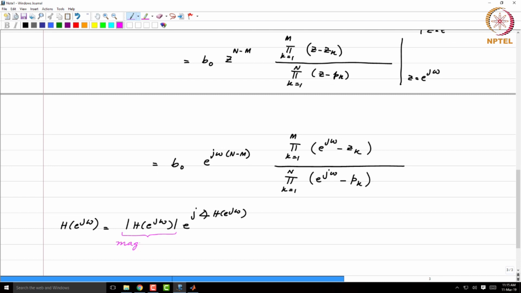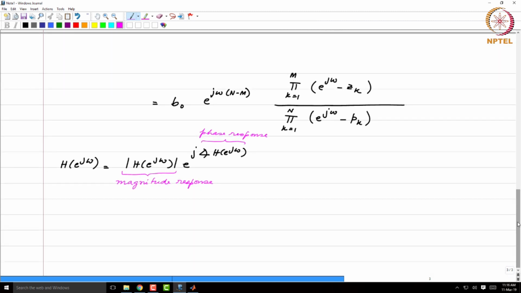So, this is the magnitude response, and this of course is the phase response, and we will study each of these parts separately. We will first focus on the magnitude response and then on the phase response.